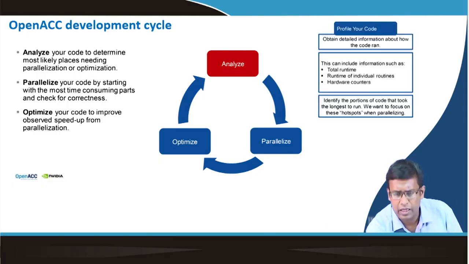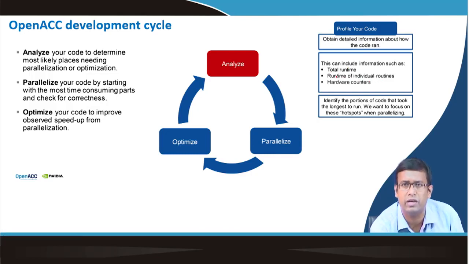How to do that? You take the code and profile it, find out the total runtime of various routines with NVIDIA Insight. You can profile it, and there are many profiling software available, and hardware counters. Identify the portions of the code which took longer time and find out which is the hotspot which has to be parallelized. So analyze the code, profile it, and identify which has to be parallelized.